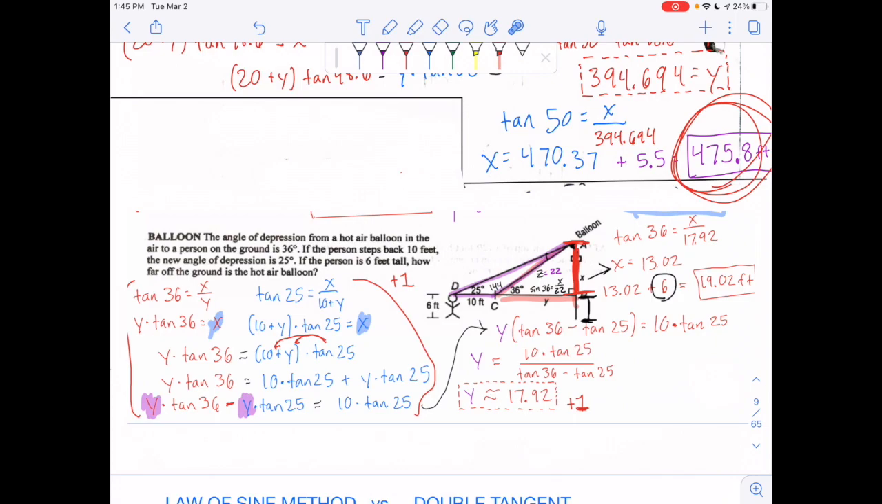Alright guys, so you can check your work here. Okay, so just look at the triangles. You always set up your two tangents. Tangent 25 will be the big one, and then tangent 36 would be the small one here. Okay, solve for your x.